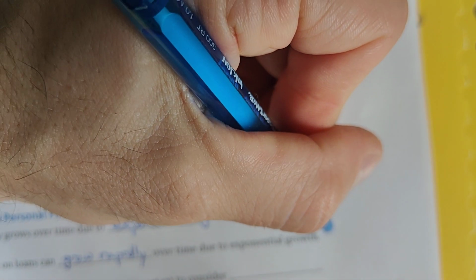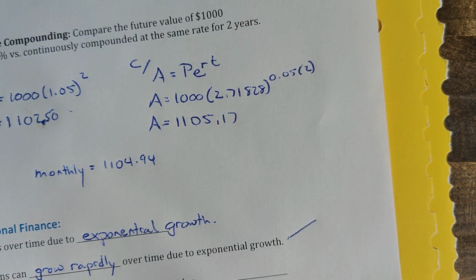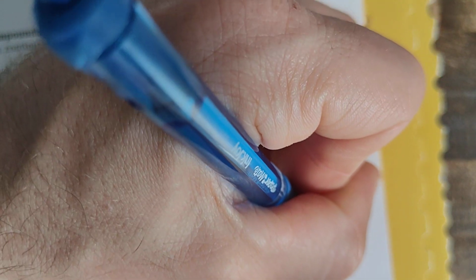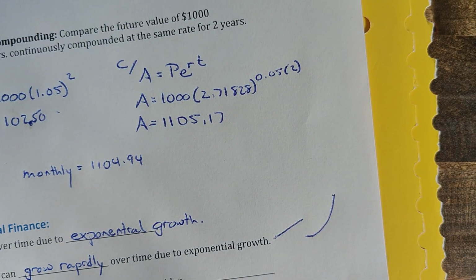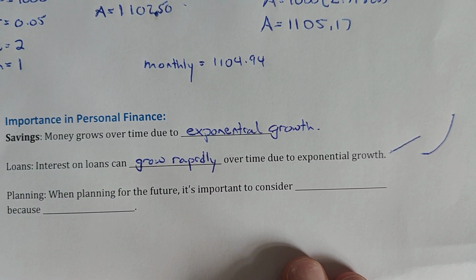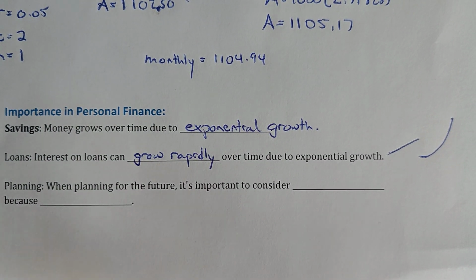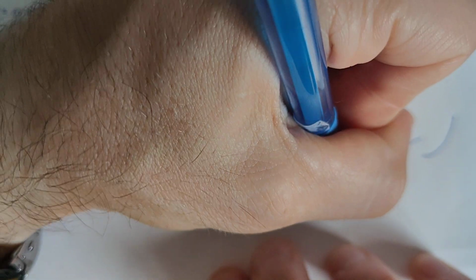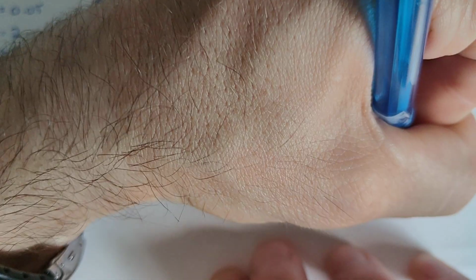Remember, that's not just growing nice and easy and straight. Let's see if I can focus. There we go. Instead of growing straight like that, it goes quickly up and keeps getting faster and faster in terms of growth. The more time, the quicker it grows. And then finally, in terms of planning for your life, when you're planning for the future, it is important to consider that exponential growth.